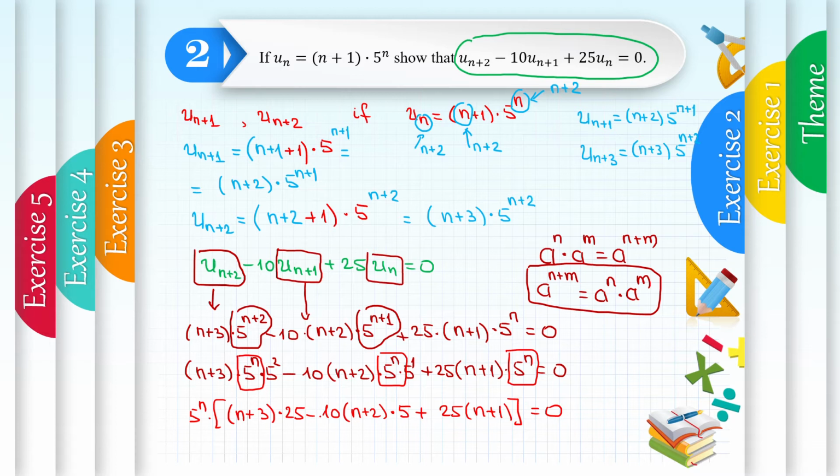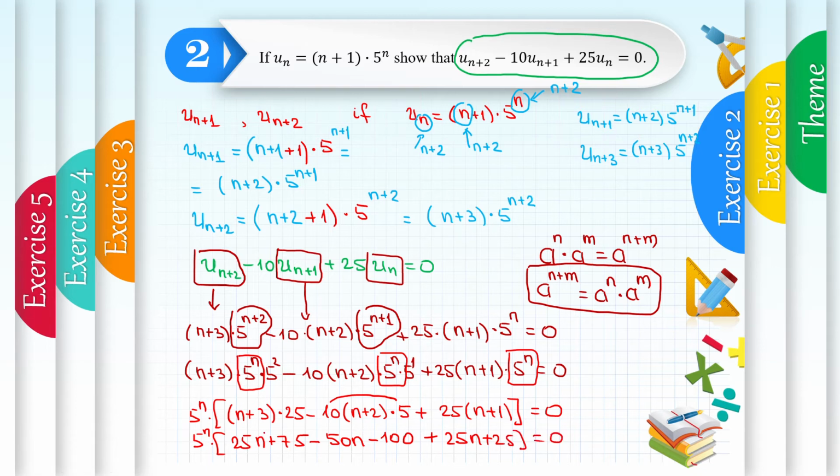Now let's do the calculations inside this parenthesis. So we'll get 5 to n multiplied by. If we open the brackets, we'll have 25n plus 75, minus 10 multiplied by 5 is 50, so we'll have 50n minus 100. Sorry, here it is 75, not 70, sorry. 75. And the last bracket will give us 25n plus 25. We have to show that this is 0.